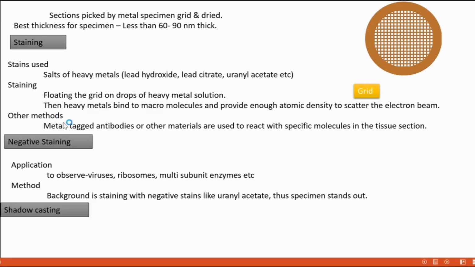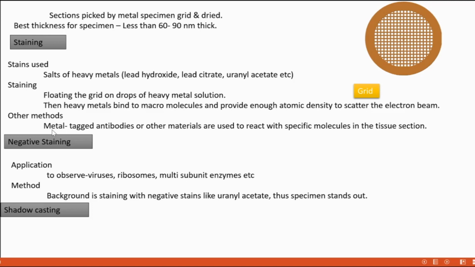In addition to this heavy metal solution, some metal-tagged antibodies are also applied to the specimen to make it observable under the transmission electron microscope. Metal-tagged antibodies, or some other materials, can be used to react with specific molecules in the tissue section and make it observable under the transmission electron microscope.